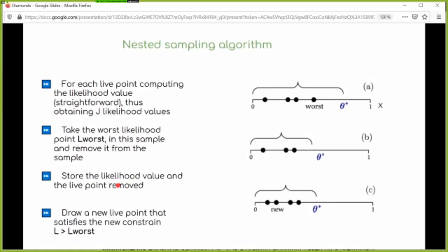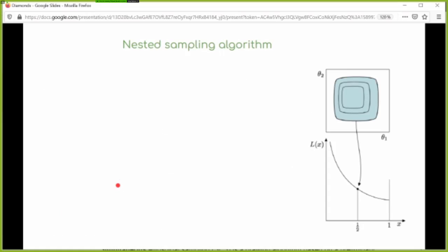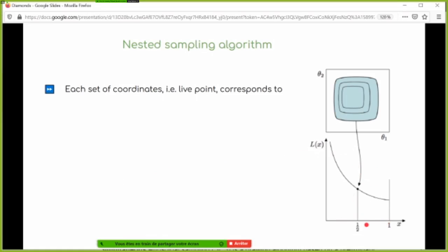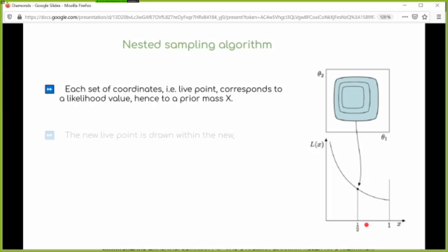There is another way of saying this, as shown on the panel on the right. Each set of coordinates, the live points, corresponds to a likelihood value, hence to a prior mass, as I said, X, that you can see around here. And the new live point is drawn within the new smaller region contained in a new iso-likelihood contour at higher likelihood values, as you can see in the top panel. And the process is repeated until we reach the maximum of the likelihood distribution.